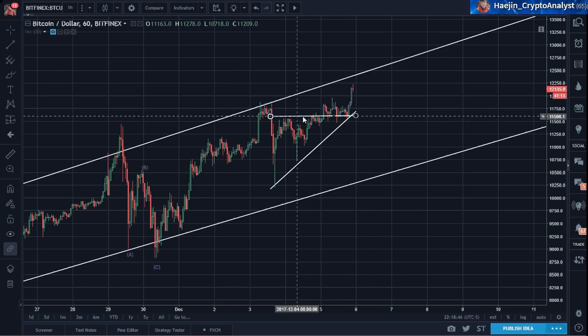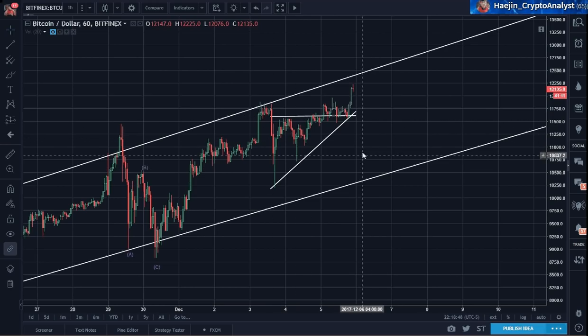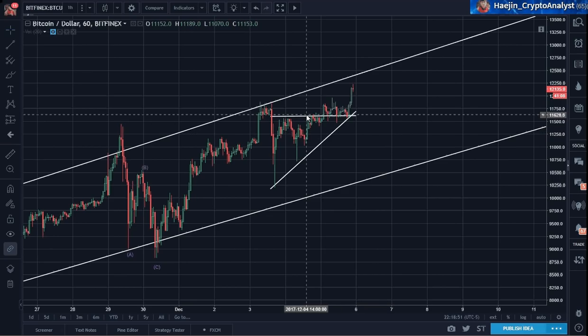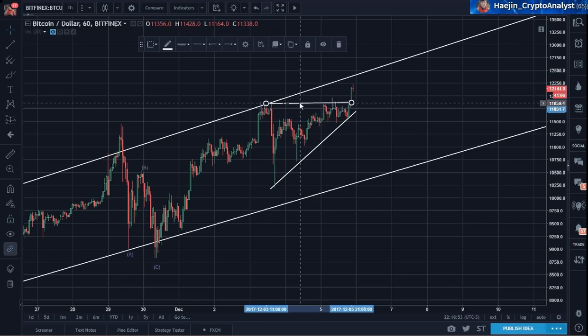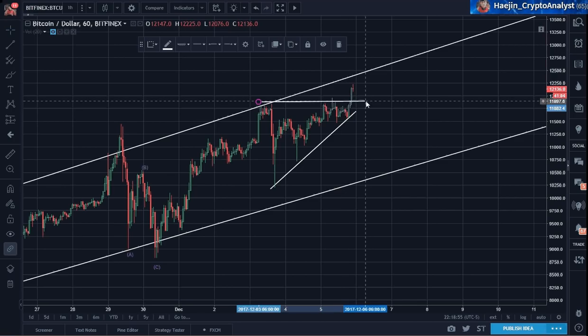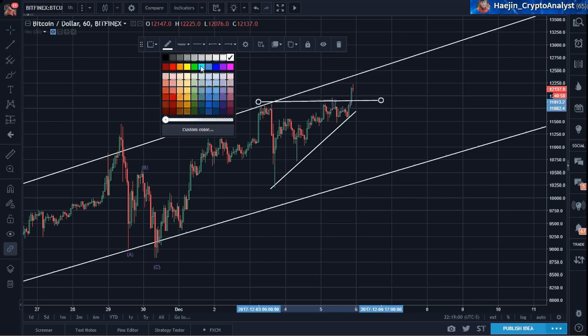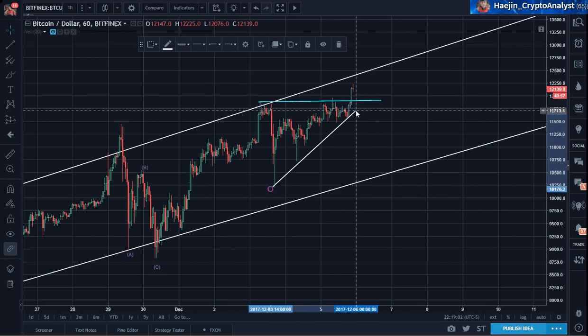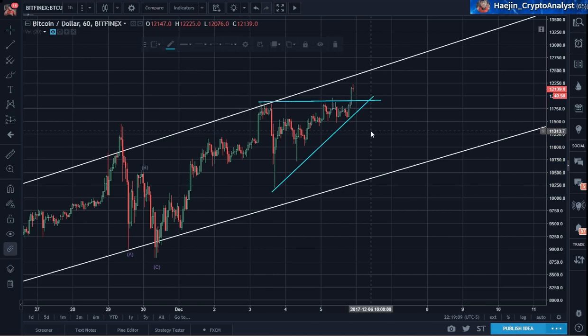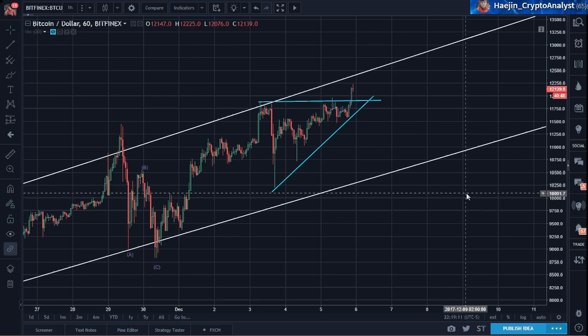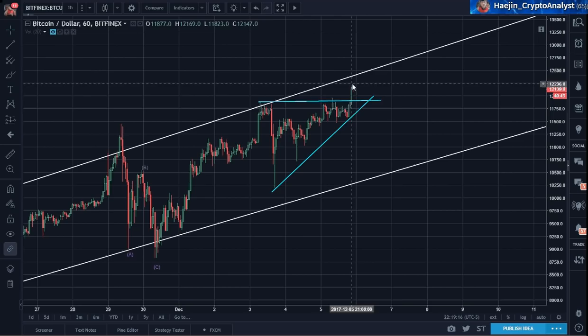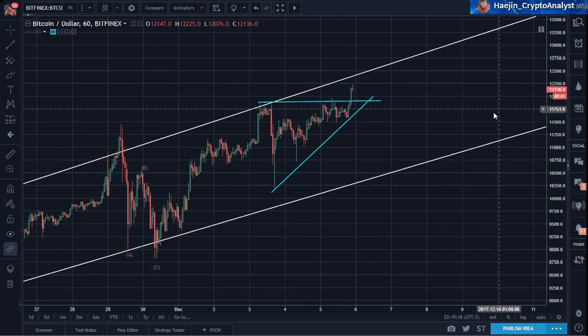So anyways, here is an ascending right triangle that I had drawn. And what I'm going to do is revise it, put it across here. I like it here because it's connecting a lot more peaks of prices, tops of the prices. And it looks better too. And the breakout happened. Boom. 12,000 plus.